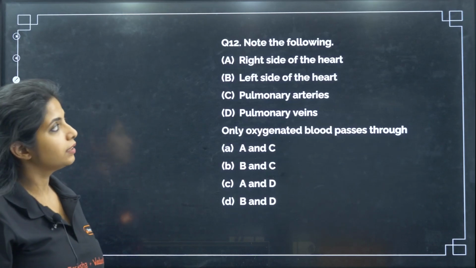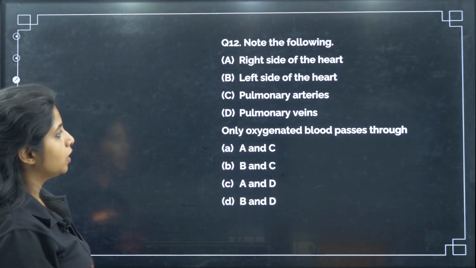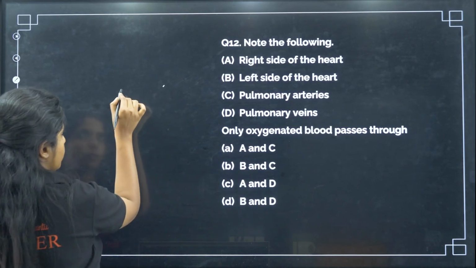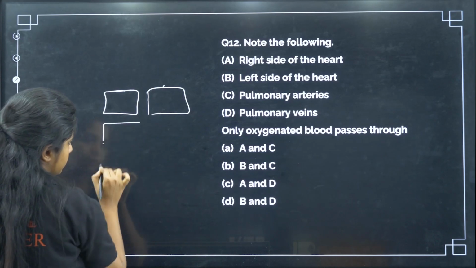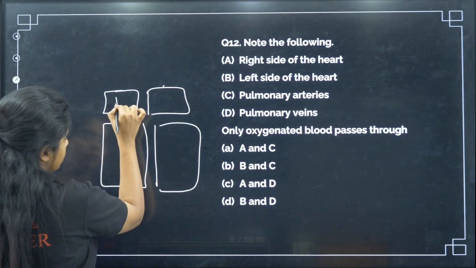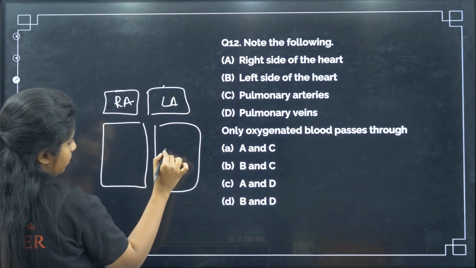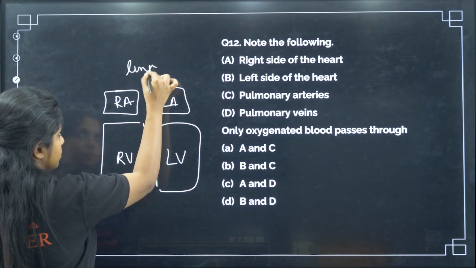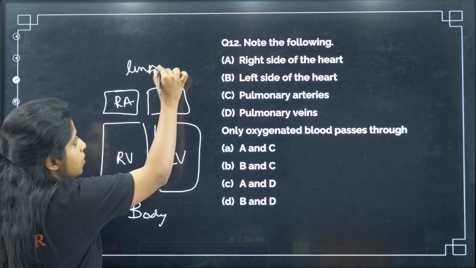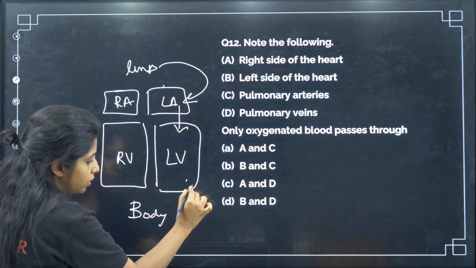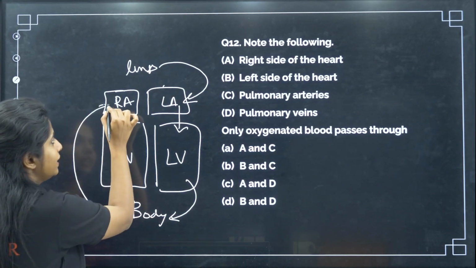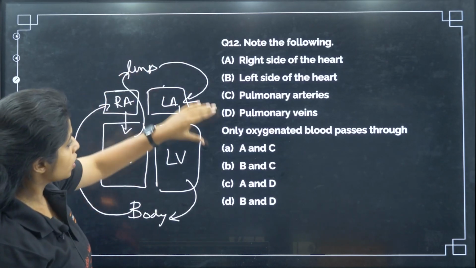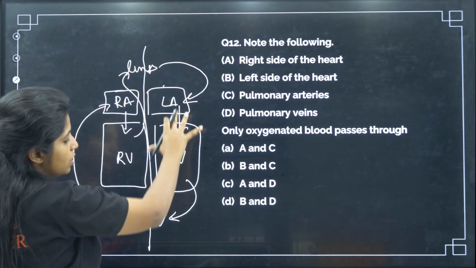Next thing. Note the following. Right side of the heart, left side of the heart, pulmonary arteries, pulmonary veins. Only oxygenated blood passes through what? So, this is your heart. Right atrium, left ventricle, right ventricle. This is the lungs and this is your body part. From the lung, oxygenated blood comes to the left atrium, there it goes to the left ventricle, from here it goes to the body. From the body it goes to the right atrium, from the right atrium to the right ventricle, and there it goes to the lungs. So over here oxygenated blood transfers in this particular side.